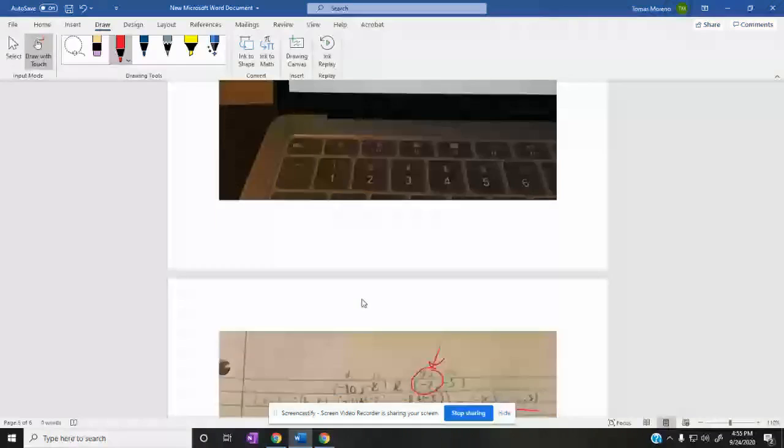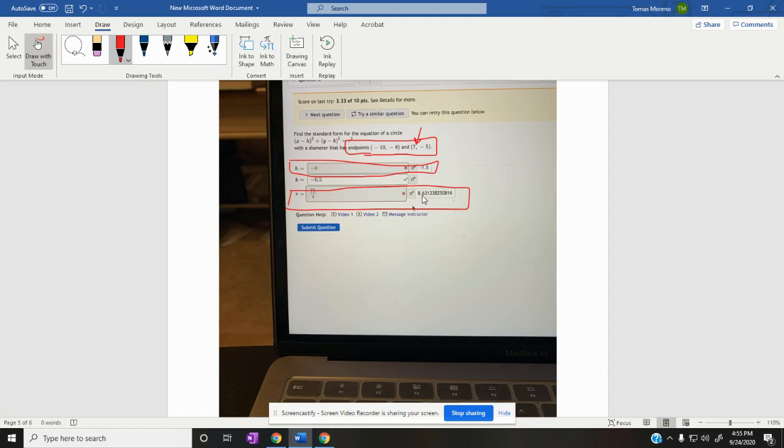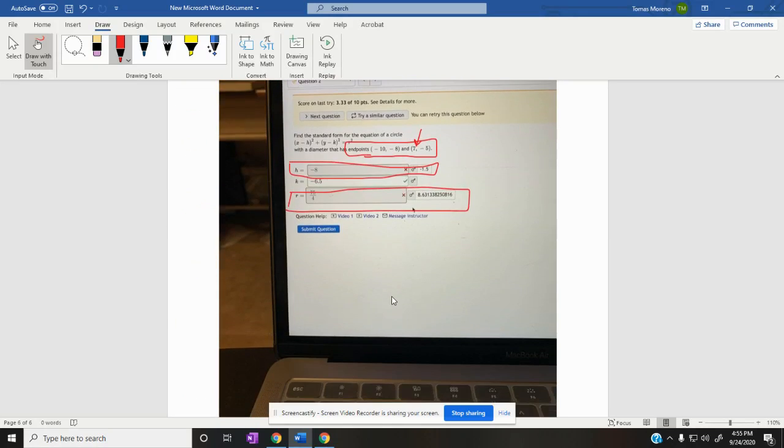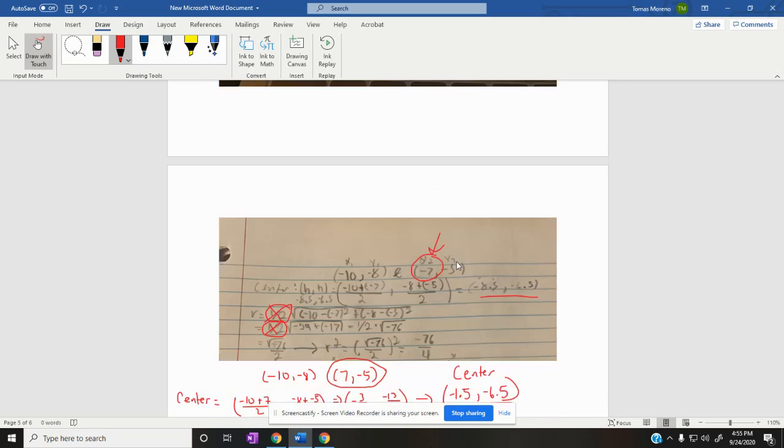Was that the answer? Was that what you got for the answer? Did it show the answer? Yeah. Nope. 8.6313. I think it has more decimals. I didn't write all the decimals, but it has all the decimals, and that's the radius right there.